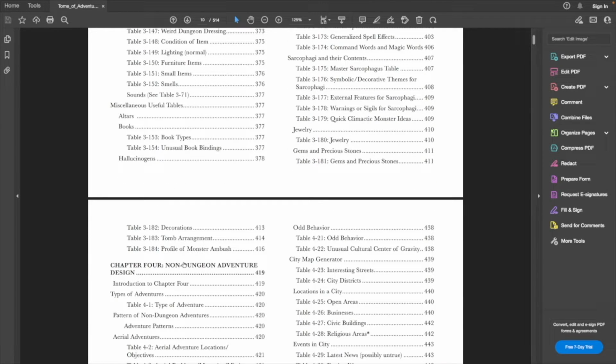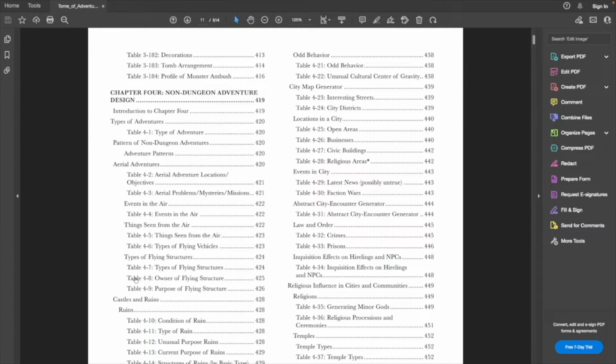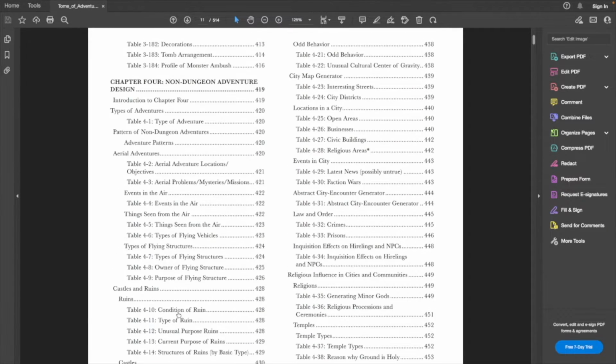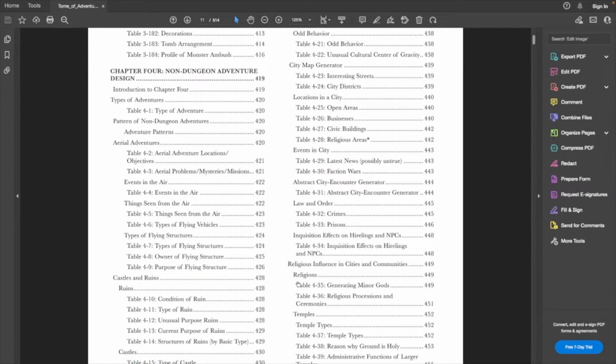And finally, we get into chapter 4. Chapter 4, non-dungeon adventure design. So you have your different types of adventures, pattern of a non-dungeon adventure design, aerial adventures, castle and ruins, city and settlements. We have a city map generator, religious influence in cities and communities.